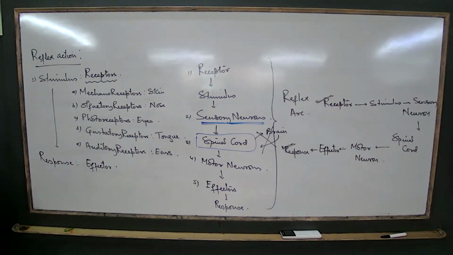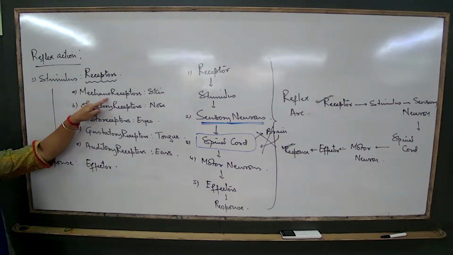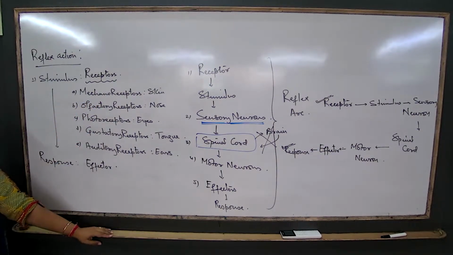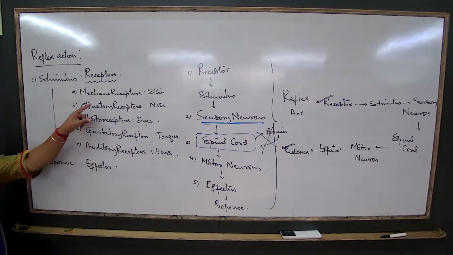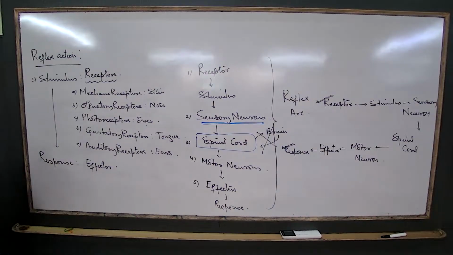Skin is known as a mechanoreceptor. Why the word mechano? Because skin always helps in mechanical support and protection. You can write any two examples. Okay, go to the next paragraph.